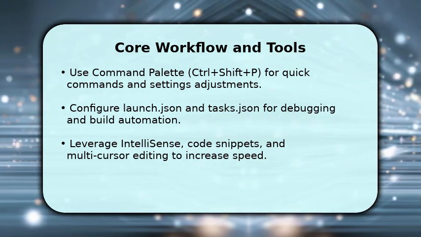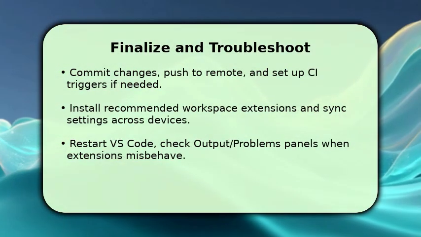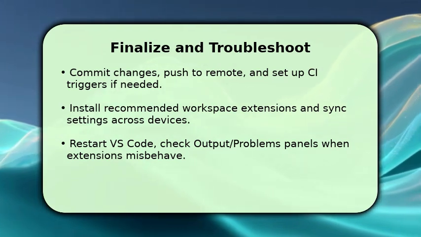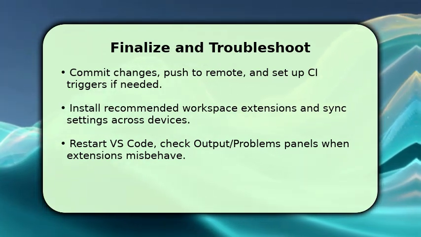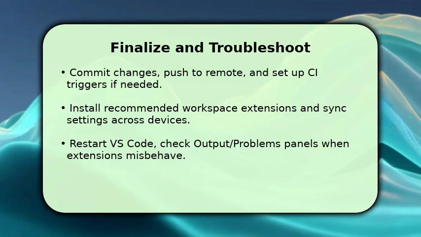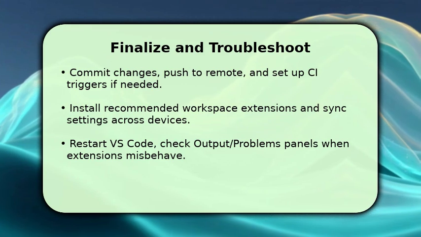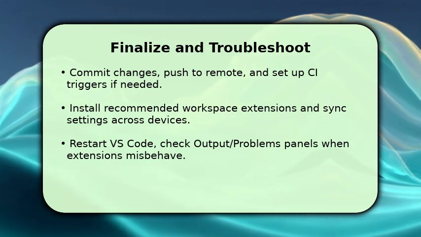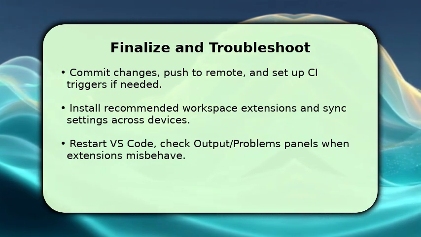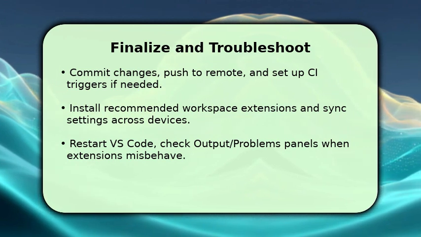You finish by committing and pushing your work, then enabling settings sync so your extensions and key bindings follow you. Make sure recommended workspace extensions are installed for consistent behavior across teammates. If something goes wrong, restart VS Code and inspect the Output and Problems panels to identify extension conflicts or missing paths. Disabling suspect extensions one at a time often reveals the culprit. Finally, verify debugging and tasks run as expected so your environment is reliable for production work.